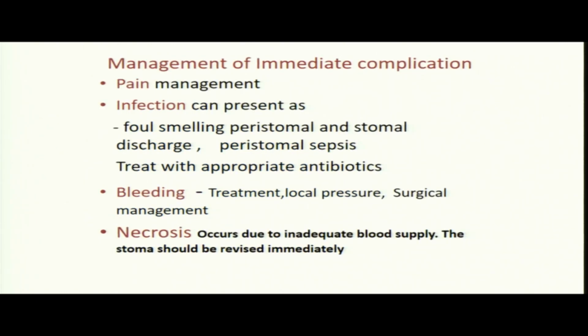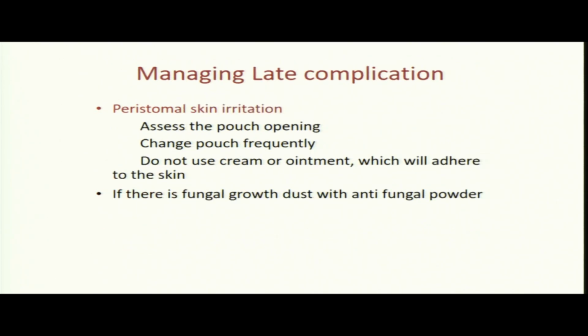How do we manage the immediate complication? Pain management. Infection can present as foul smelling periostomal and stomal discharge, peristomal sepsis. This can be treated with appropriate antibiotics. Bleeding, if it is there, treatment: local pressure, surgical management are available. Necrosis is the common complication, occurs due to inadequate blood supply. The stoma should be revised immediately, leading to surgical repair.